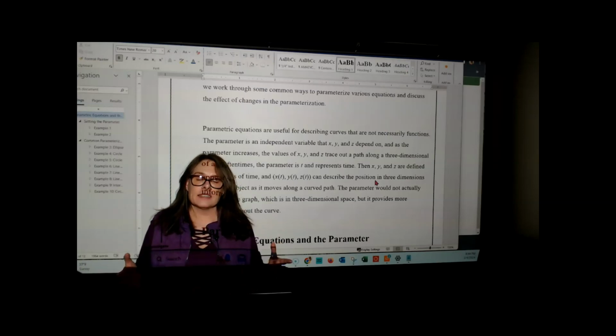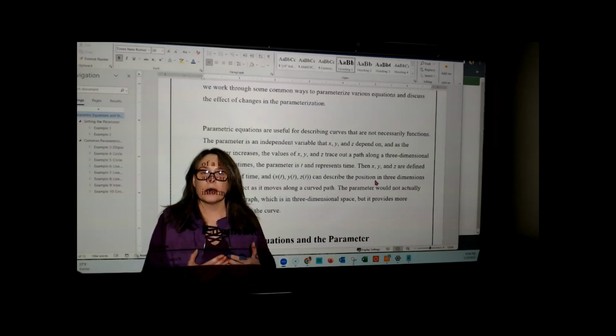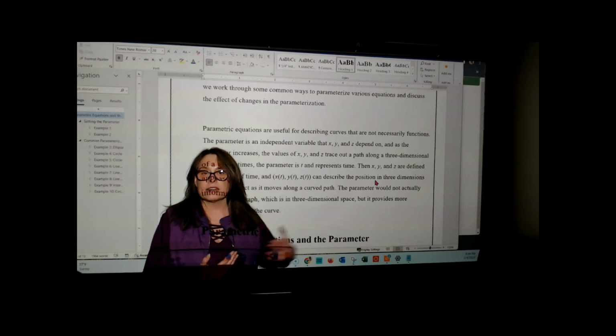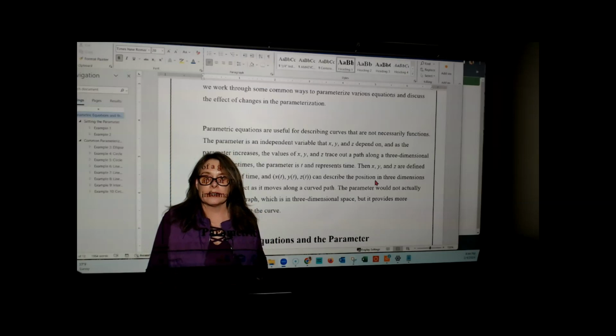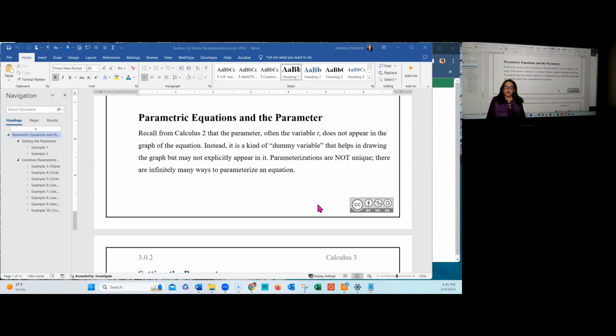We can extend this into three dimensions, x, y, and z, where again, the x, y, and z give either the direction or the location of the object with respect to the x-axis, the y-axis, or the z-axis at a particular point in time. Let's go ahead and I'll share my screen with you and we'll get started talking about how to parameterize various curves in two-dimensional and three-dimensional space.